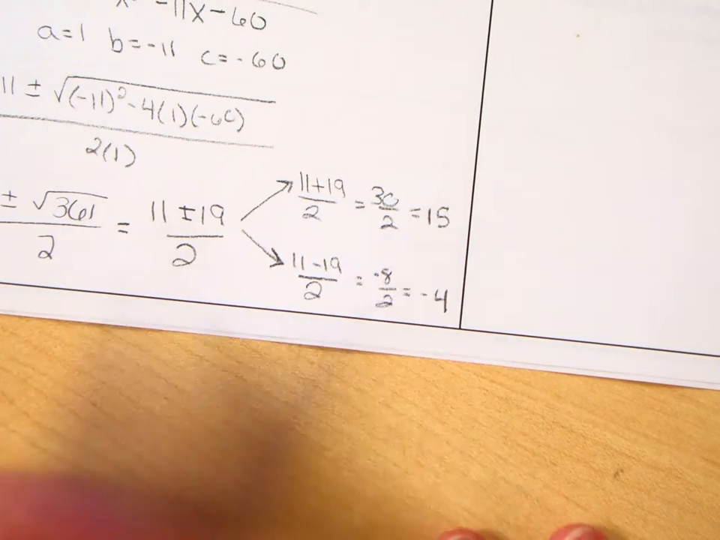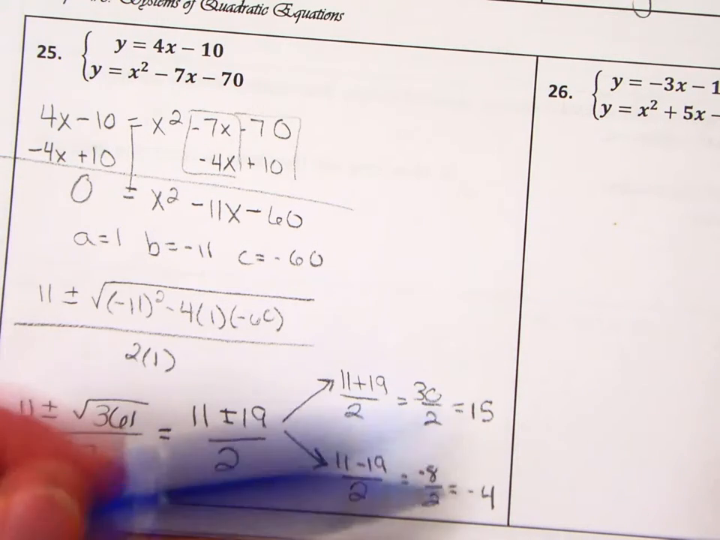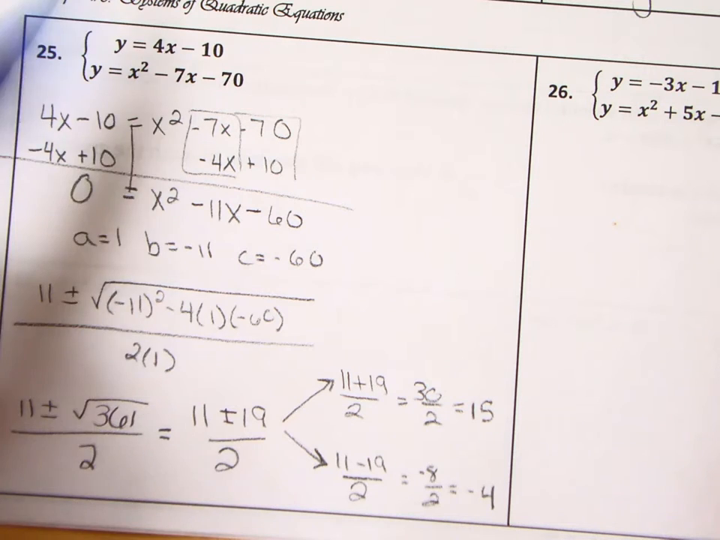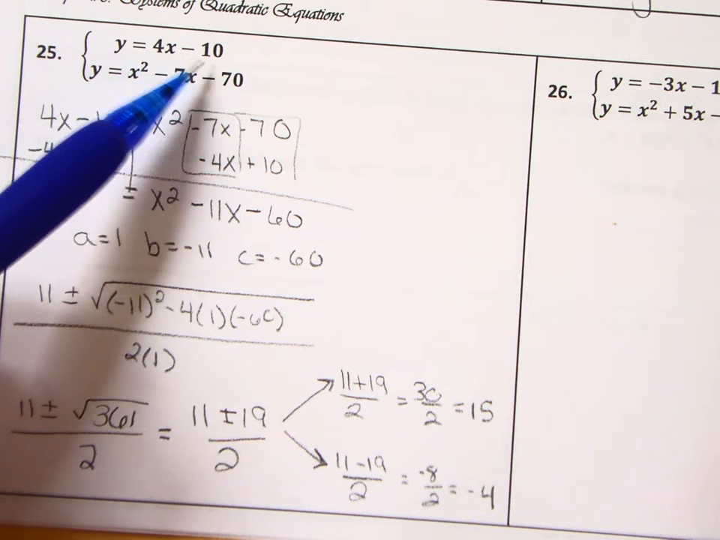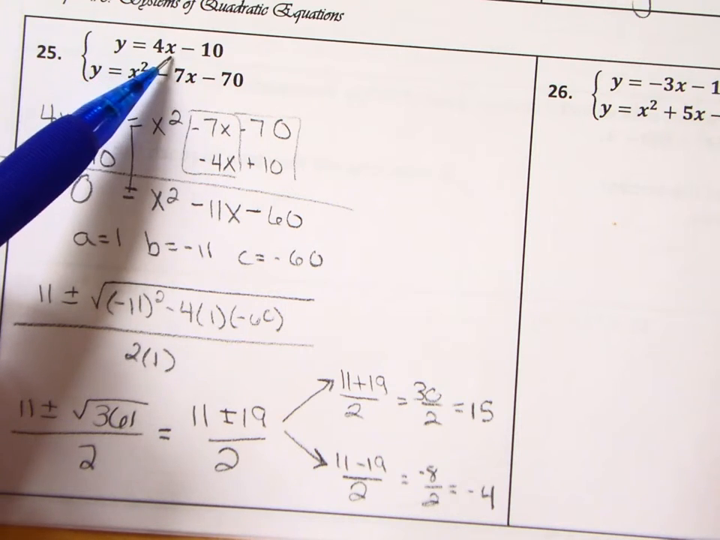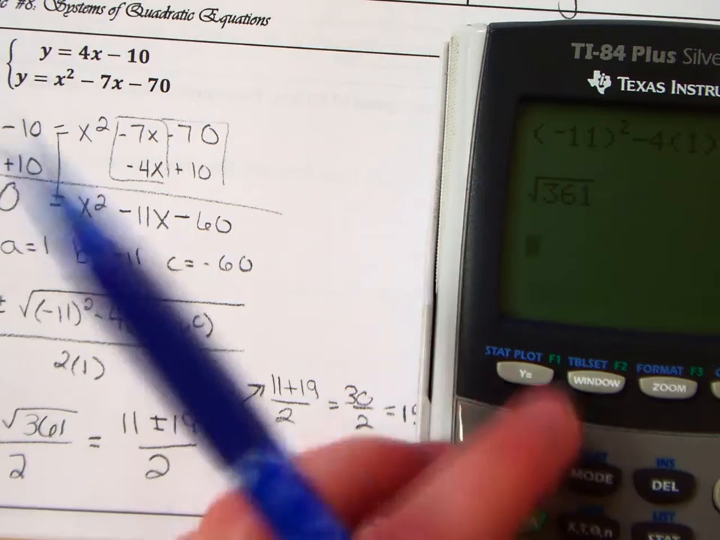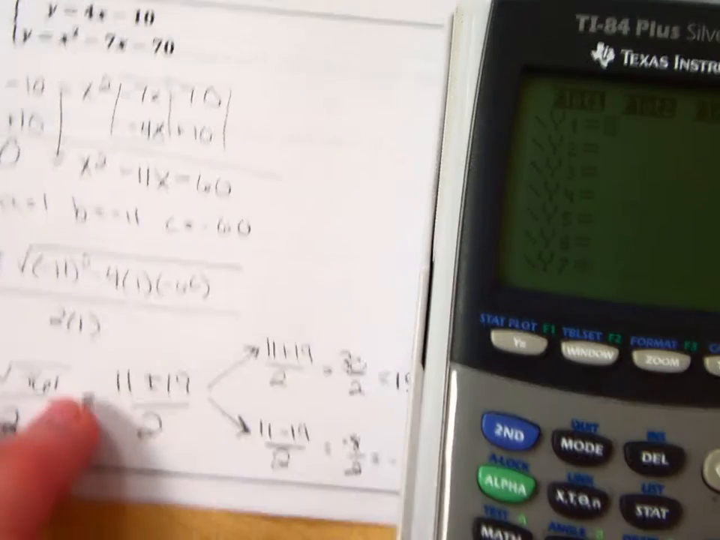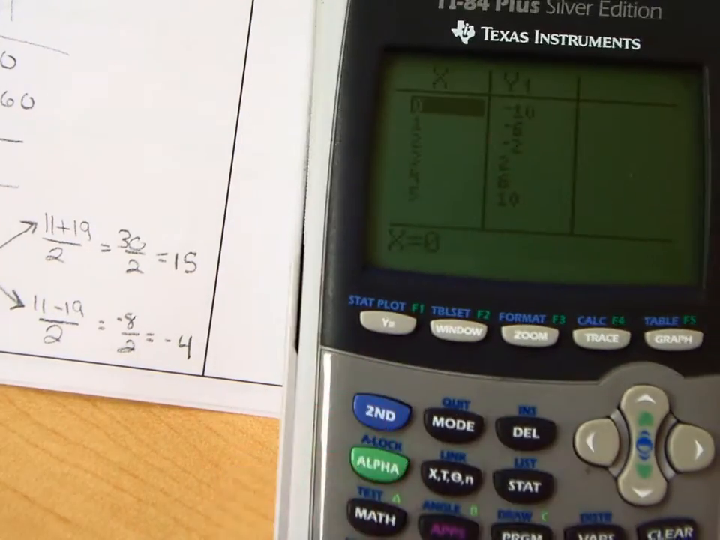Usually, if there was no y equals at the beginning, the students would be done, but because there's a y equals, we have to take these two answers and plug them in. Some students plug them in by hand. For example, they do 4 times 15 minus 10 and 4 times negative 4 minus 10. Some students feel more comfortable using the y equals on their calculators, and that's fine. It really doesn't matter which one they use. If they know how to do it by hand, that's obviously great, and if they don't, then the calculator is a tool they can use to help them.